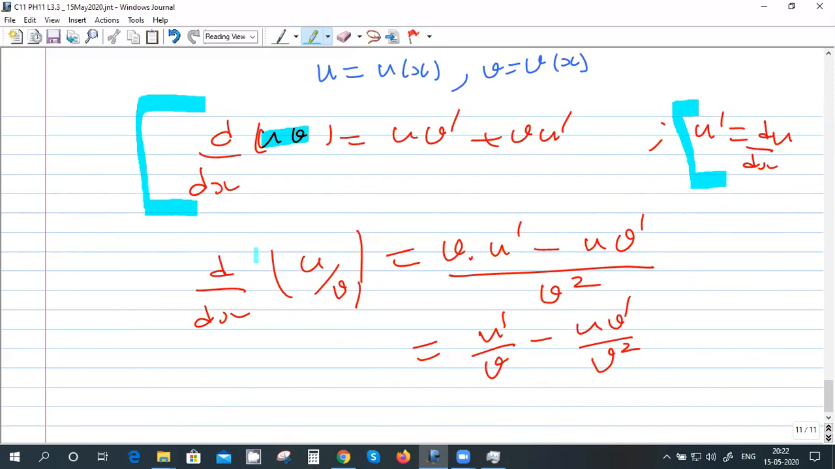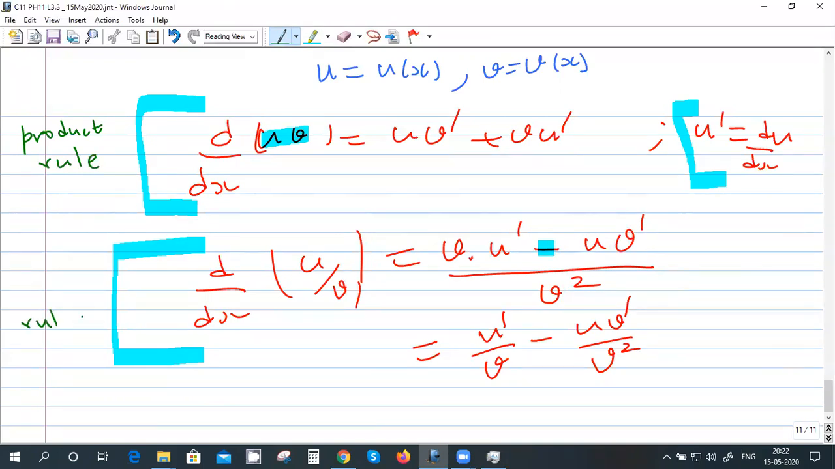Product rule of derivatives. Similarly, you have the derivative of u by v. That is v into u prime minus u into v prime, divided by v square. If the first one is called the product rule, what is the bottom one called? Which rule? Quotient. Yes. Is that the correct spelling of quotient?